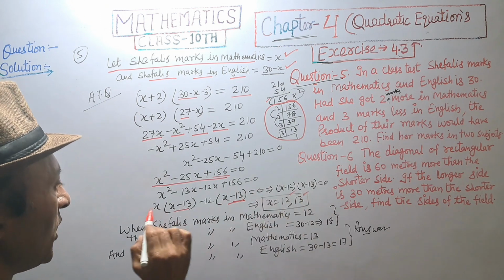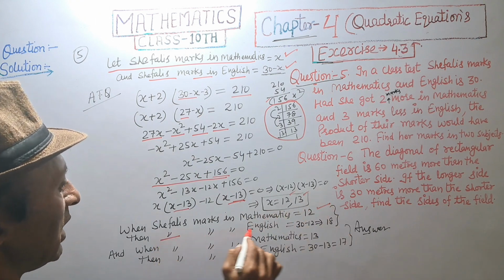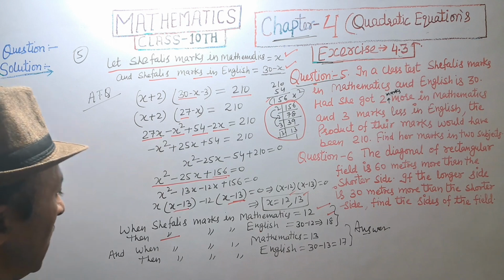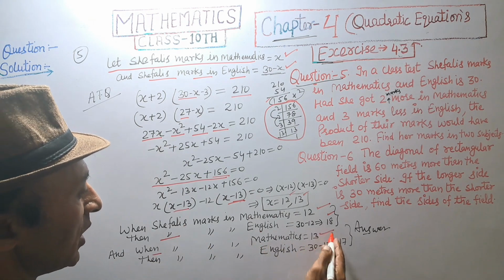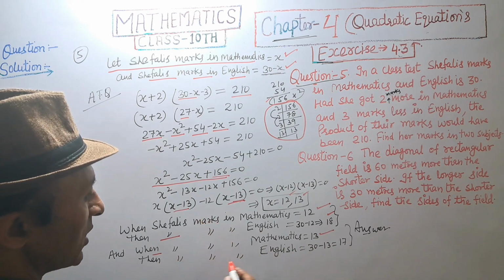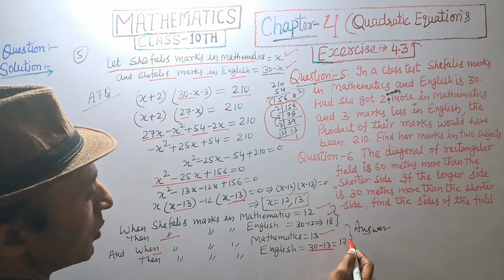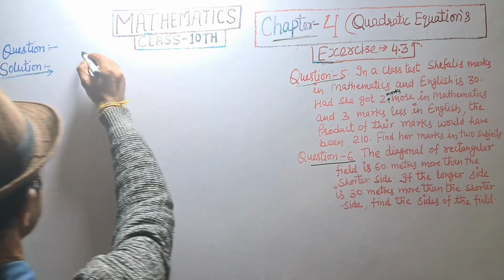When she got in mathematics 12 marks, then she got in English 30 minus 12, that is 18 marks. And when Shefali's marks in mathematics 13, then Shefali's marks in English 30 minus 13, that is equal to 17. Answer.